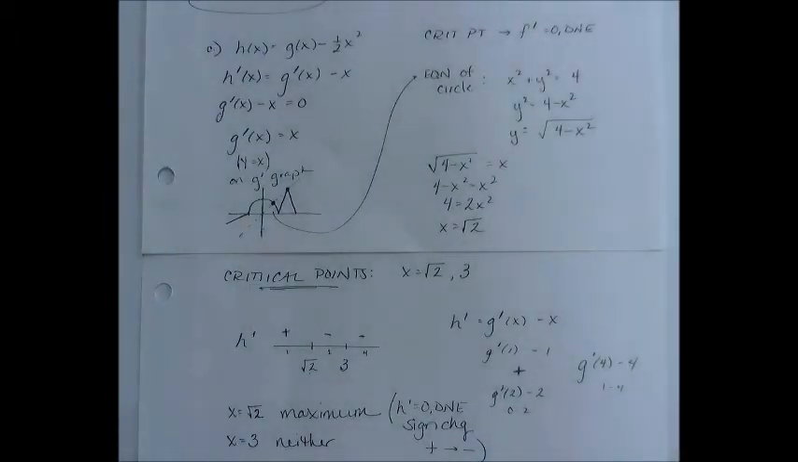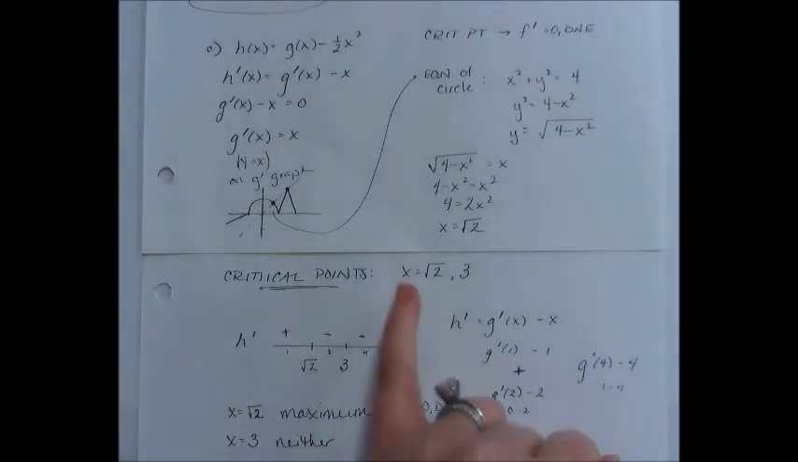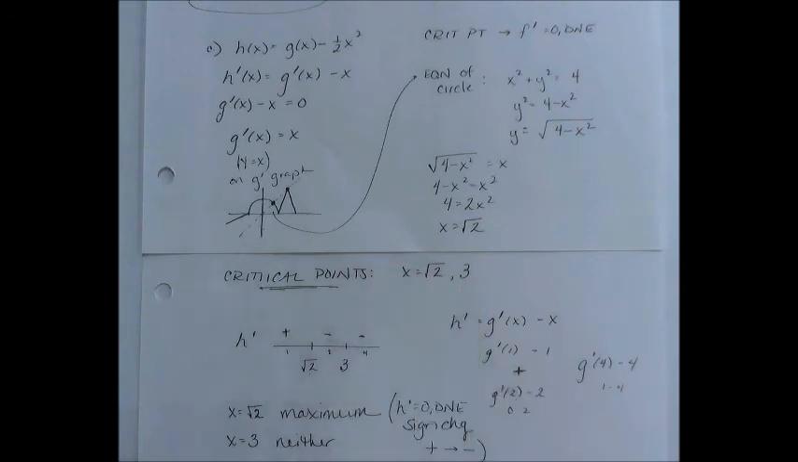Here are the answers to Part C. You can see my analysis for the two critical points that we had, and whether they were a max or a min or neither. So that's my justification, and then my scrap work to figure out how I got my positive and negative signs.